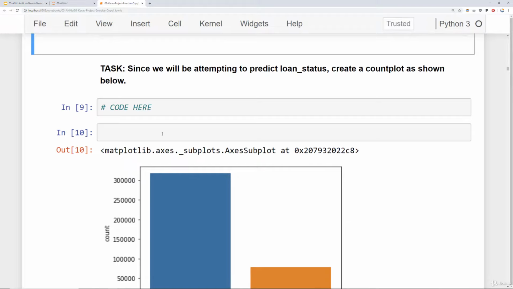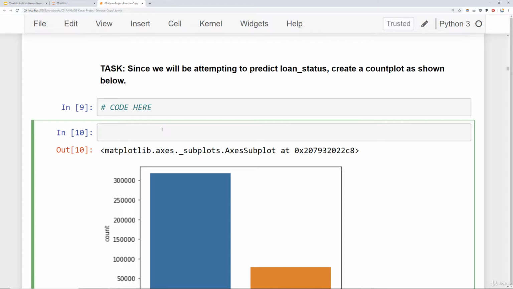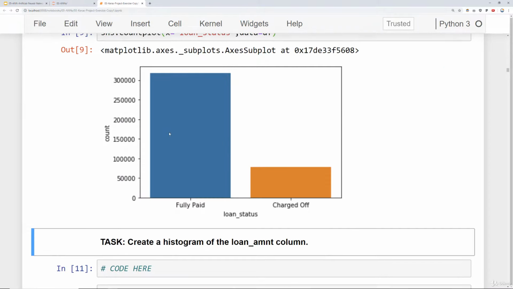As I mentioned before, it's always a good idea, especially with classification problems, to do a count plot to explore the actual balancing of your labels. So we'll say sns.countplot, and we'll say loan_status, and say data is equal to df. So that's how you can create a count plot here.